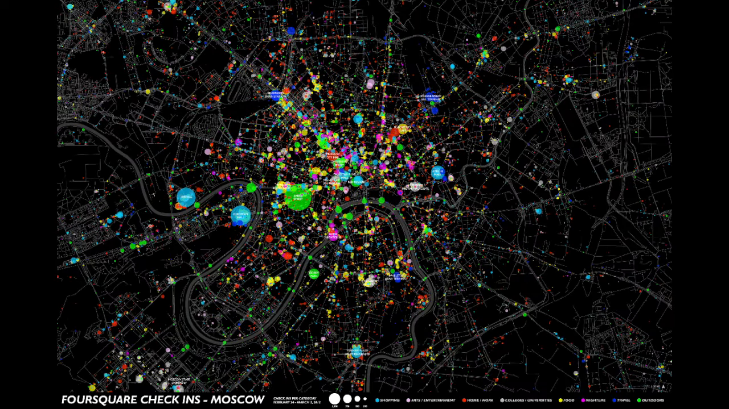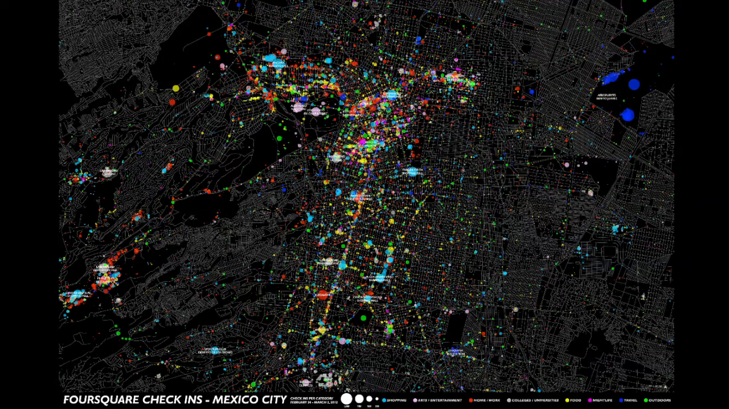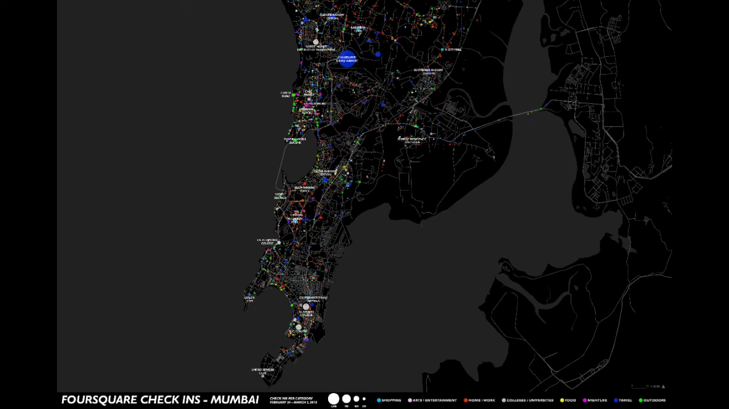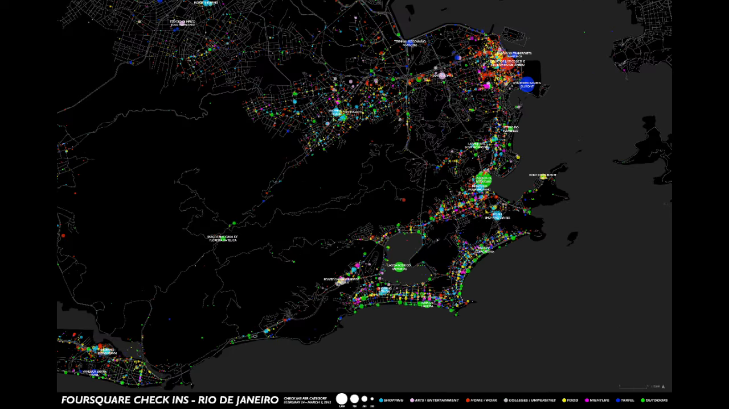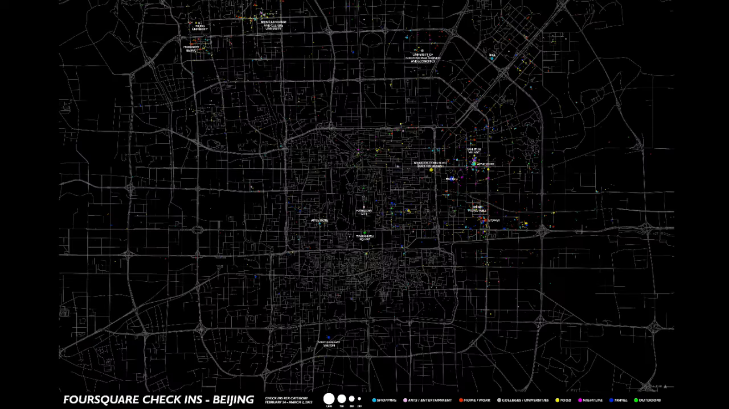This is Moscow. Mexico City, you can see the big avenues and the big activity axis. Mumbai, which didn't have that much activity. Rio, and you can see the touristy spots. And Beijing, which really didn't have any activity.